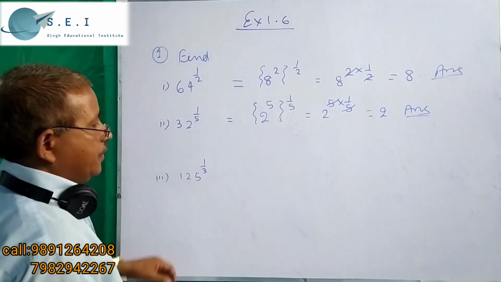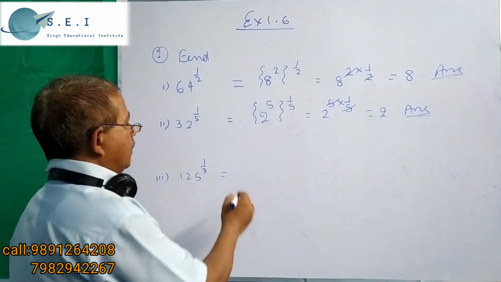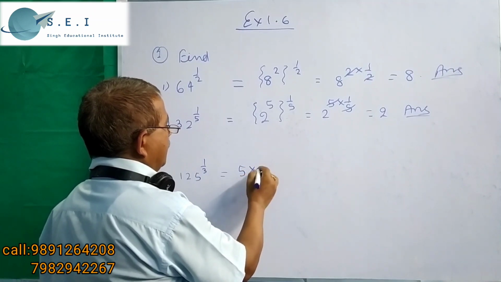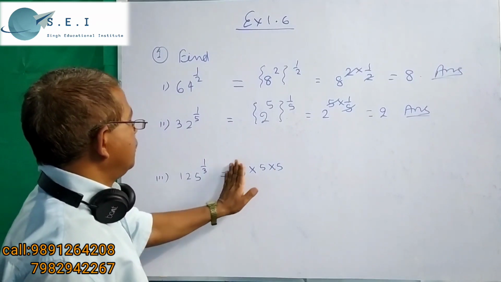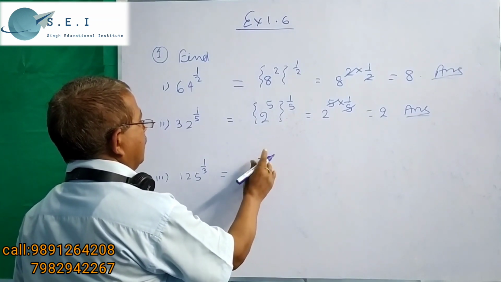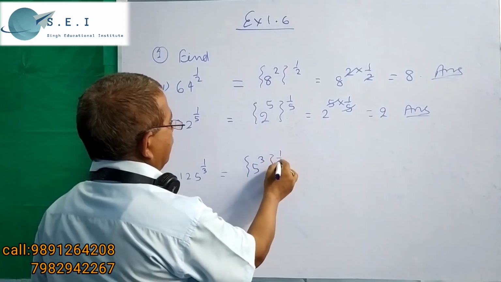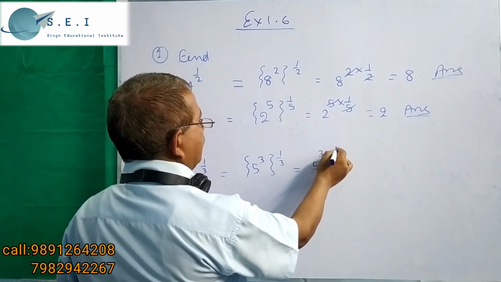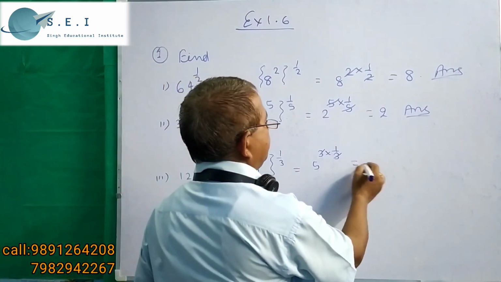Third part is 125 to the power 1 by 3. This 125 can be written in prime factor form, 5 into 5 into 5. Here 5 is multiplied 3 times. So this 125 can be written as 5 to the power 3, and to the power 1 upon 3, which in turn is written as 5 to the power 3 into 1 upon 3. 3 and 3 get cancelled out. The answer is 5.